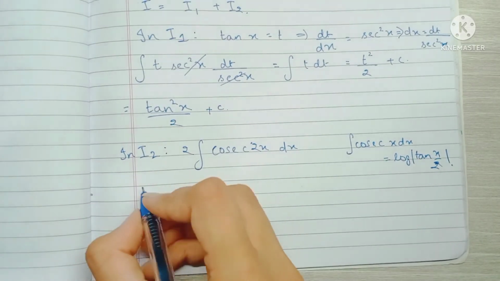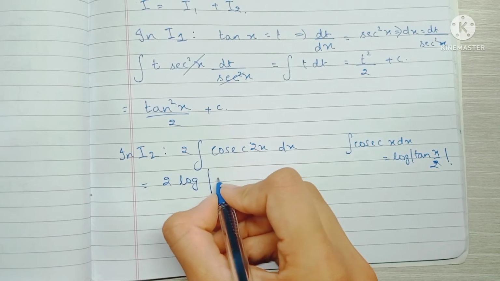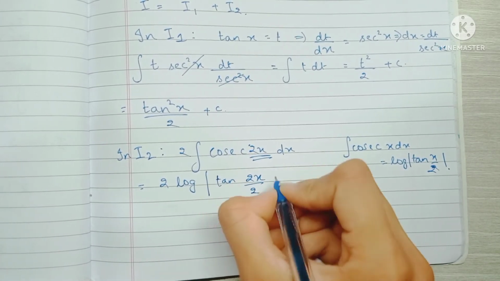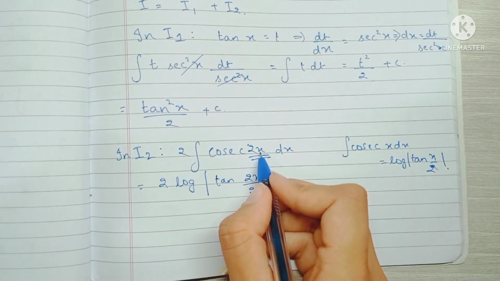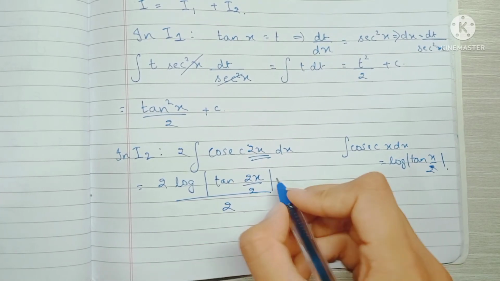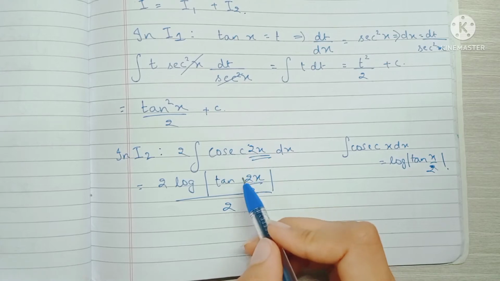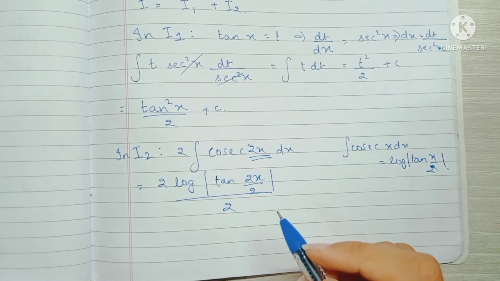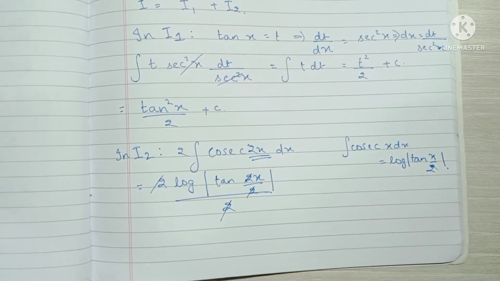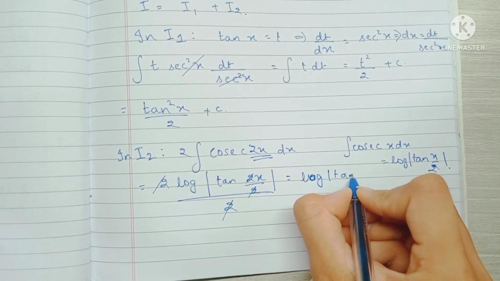So here what we're going to do is we have 2 into log mod of tan 2x by 2, and since the coefficient of x is 2, we take 2 down in the denominator, because whenever the coefficient of x is not 1, we have to pay attention and put that coefficient in the denominator. So this 2 gets cancelled, this 2 also gets cancelled, and we have log mod of tan x as our integral.